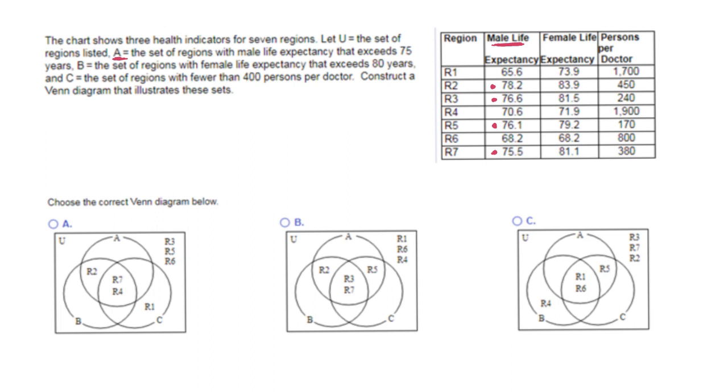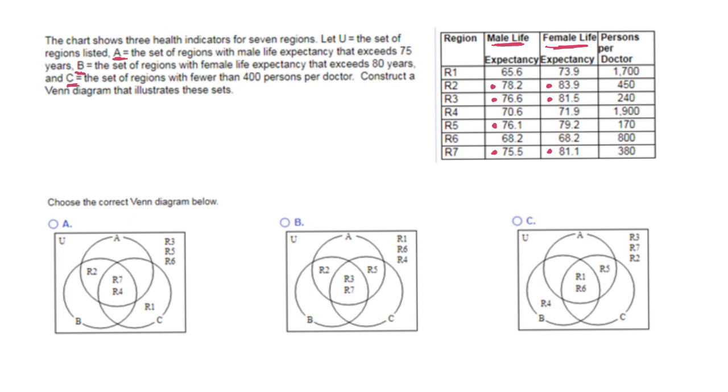Next, I'm going to look at set B, and set B is female life expectancy that exceeds 80 years. So again, I'm going to go over to the female life expectancy column, and I'm going to move vertically down and put a little dot in there, anything that exceeds 80 years. So that would be this one. Here's another one right here, and the very last one it looks like. And that should be it for the female life expectancy greater than 80 years.